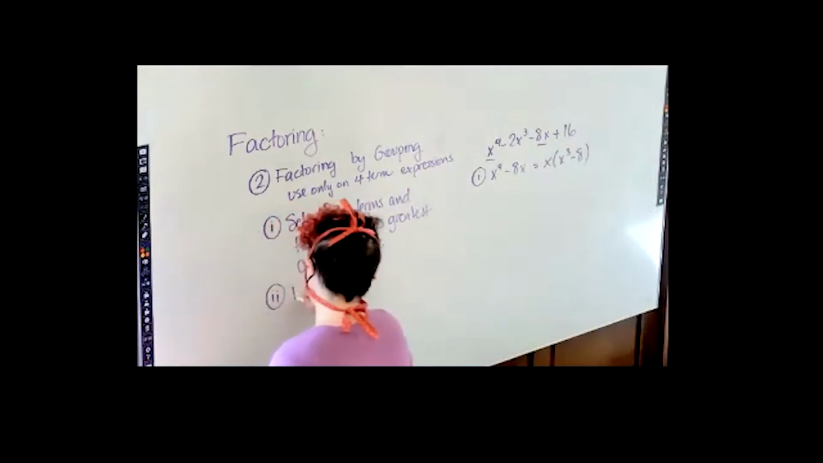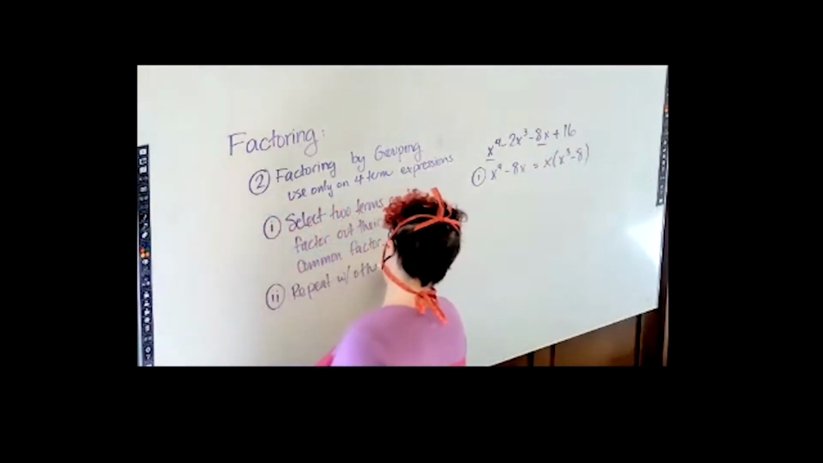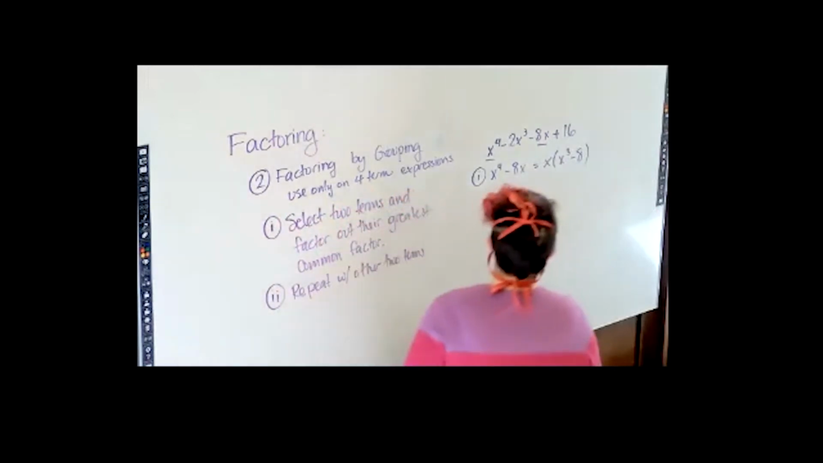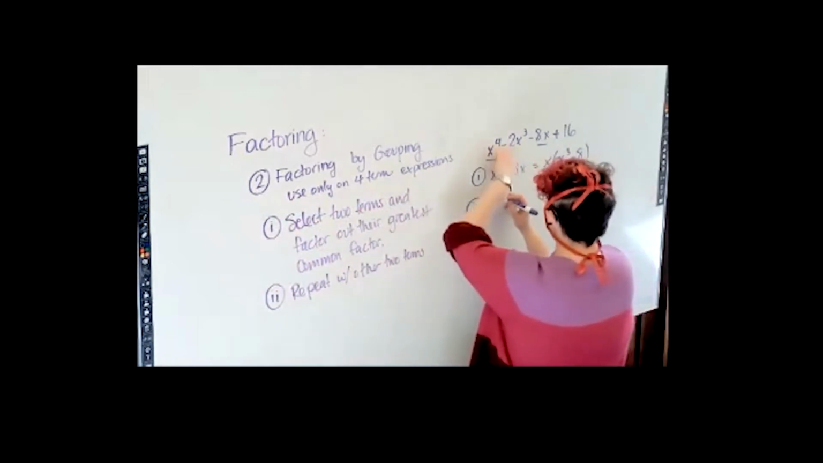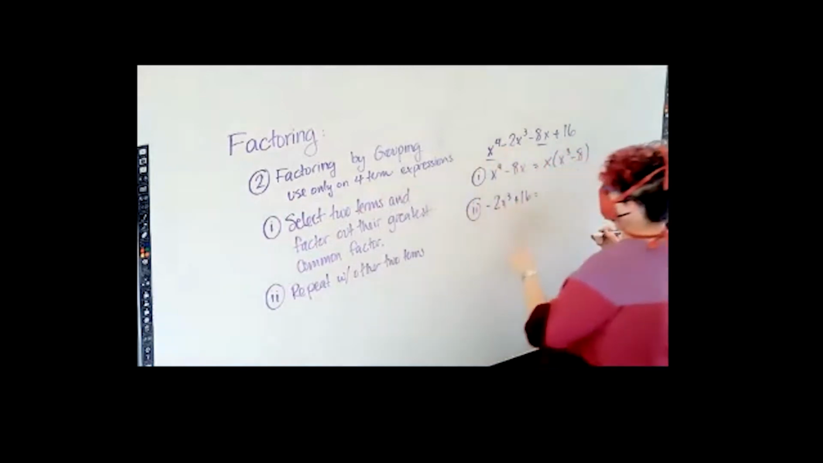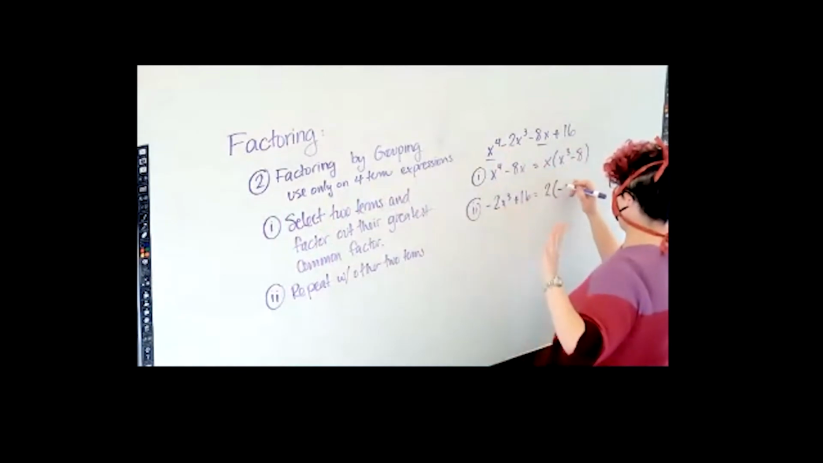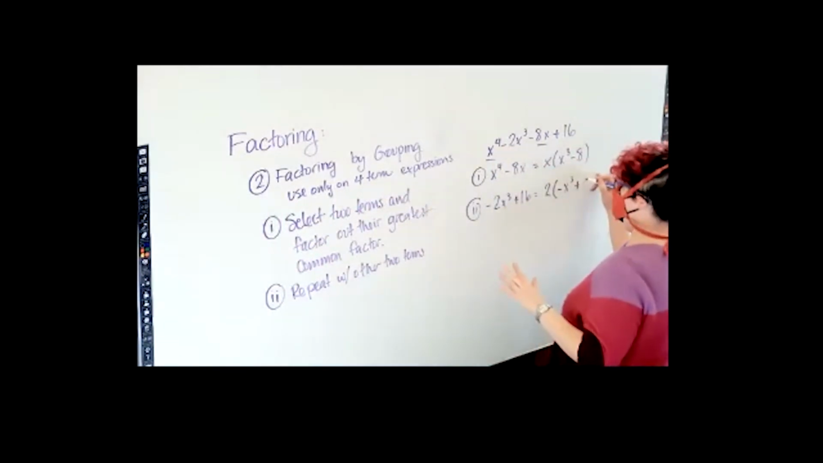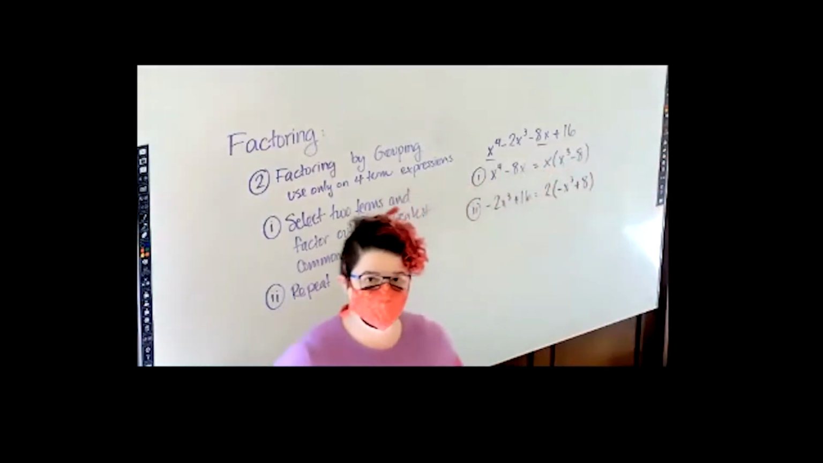Step 2, repeat with other 2 terms. Okay? So I'm taking negative 2x cubed plus 16. They have a common factor of 2. I know they have more of a common factor. I have to leave it like this for a second. So I took out their common factor of 2.